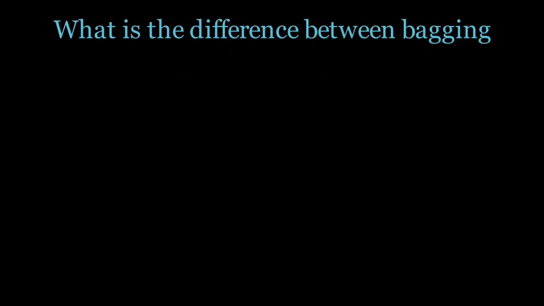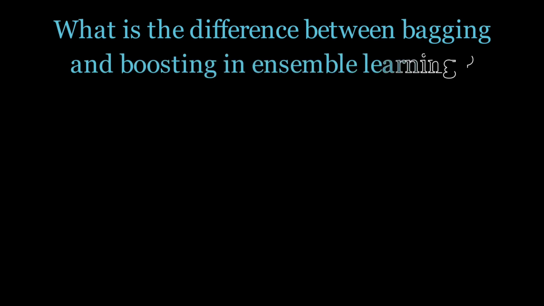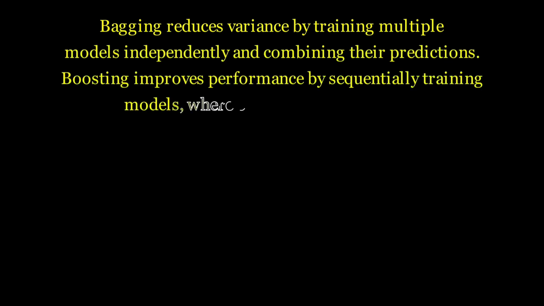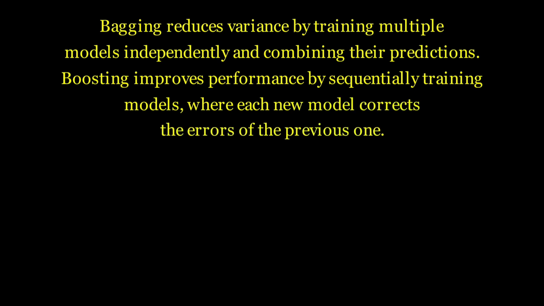What is the difference between bagging and boosting in ensemble learning? Bagging reduces variance by training multiple models independently and combining their predictions. Boosting improves performance by sequentially training models, where each new model corrects the errors of the previous one.